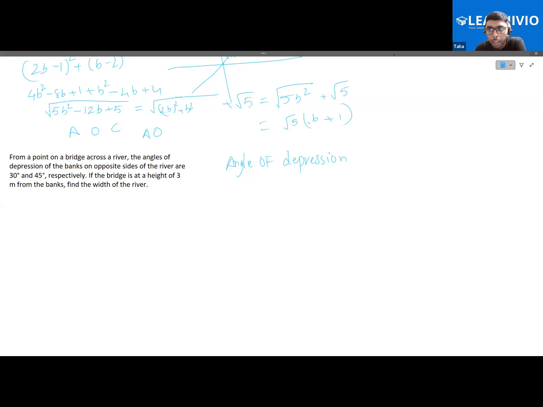Okay, all right, Umair, quickly tell me, have you come across this question up until now? Take a quick read and let me know. And so we are basically given angle of depressions, given 30 degrees and 45. Height of the bridge is given. Angle of depression from bridge. Height of bridge 3 meters from banks. Find width of river.